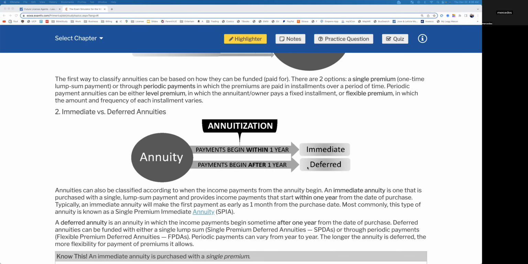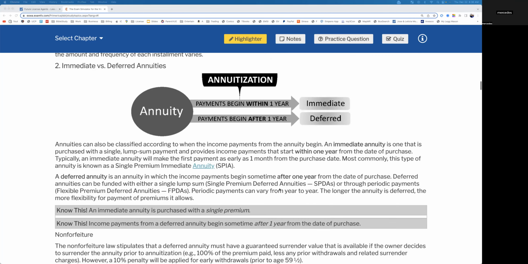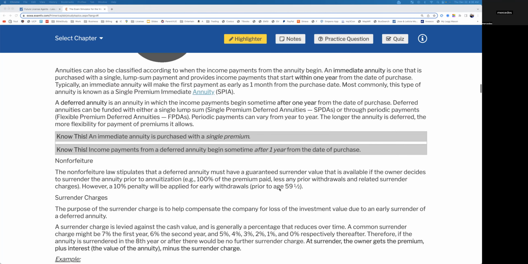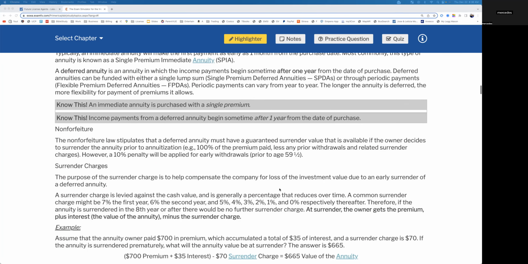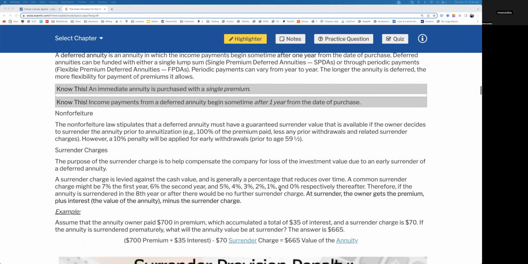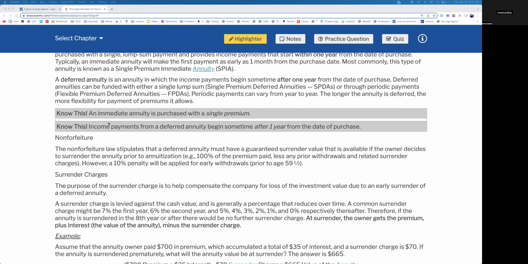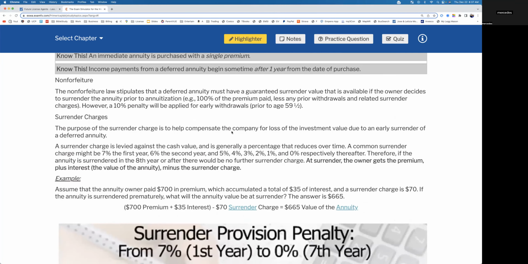If payments begin after 1 year, then it's called a deferred annuity. So an immediate annuity, you're basically purchasing it with a single payment because you put in a big lump sum, then you start getting payments right away, within 12 months. That's an immediate annuity. All right.